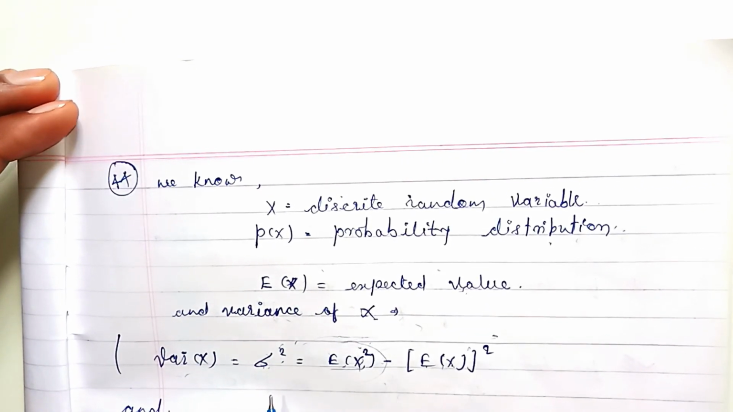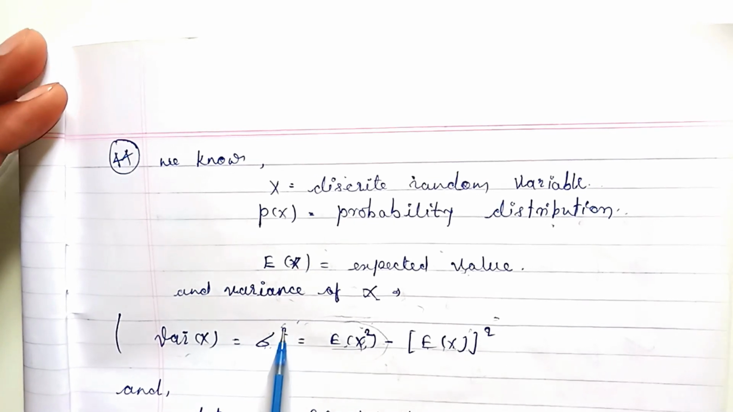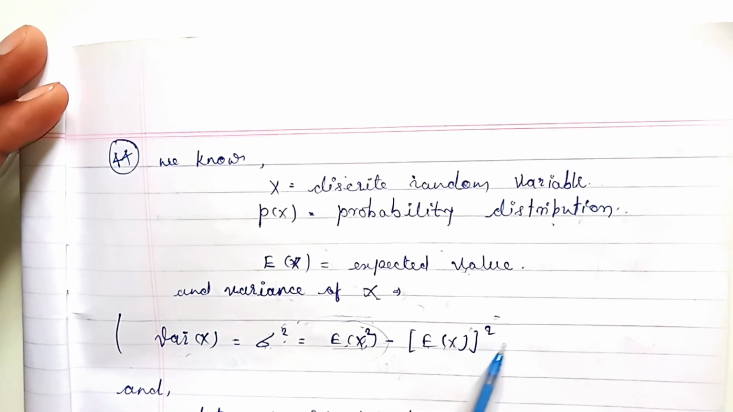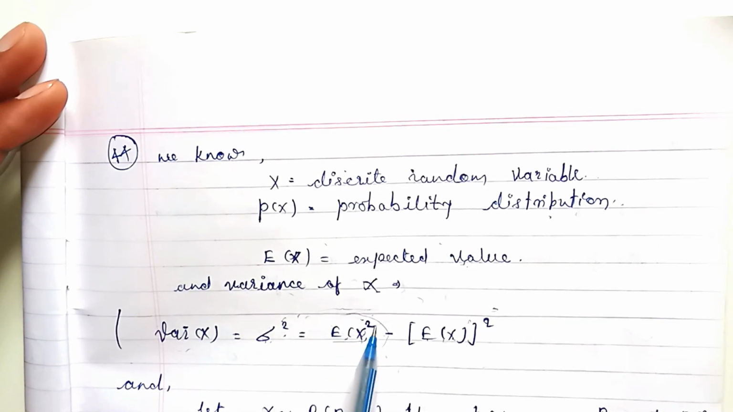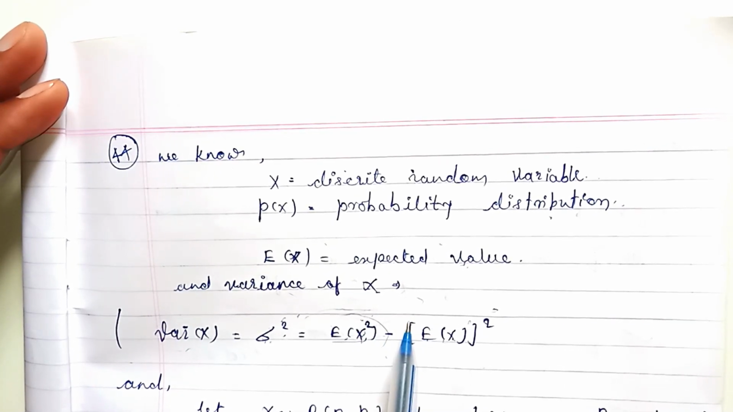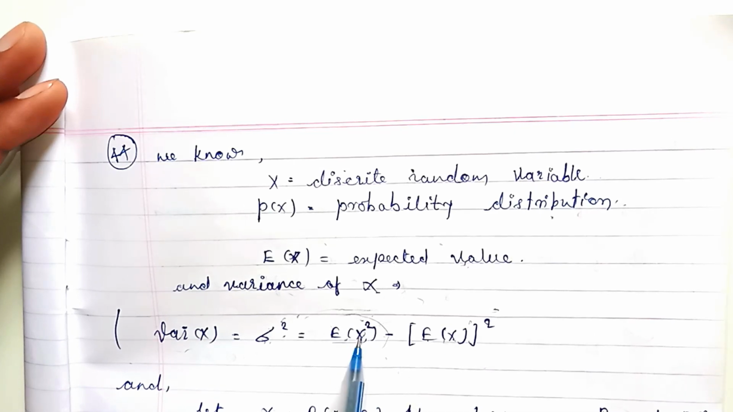For finding the variance of X, we have a standard result. Variance of X is sigma square, which can be written as E of X square minus, in total bracket, E of X whole square. Always be careful here: first, we have only X square, and in the second bracket we have completely E of X in bracket, squared. So don't get confused about it.